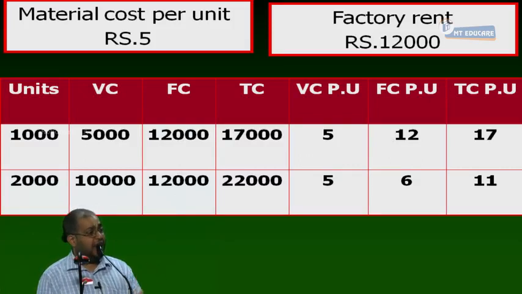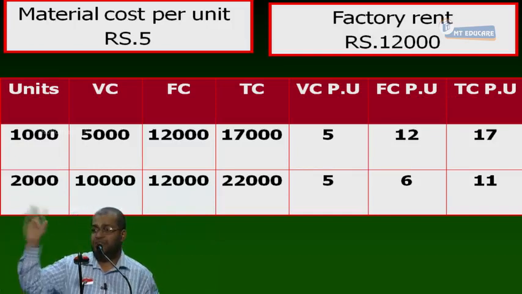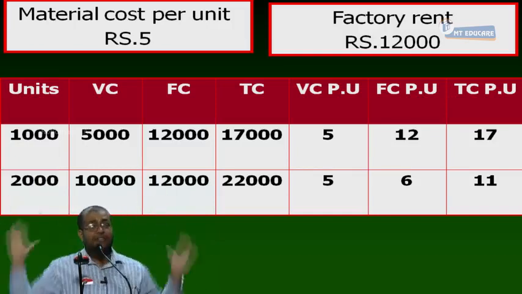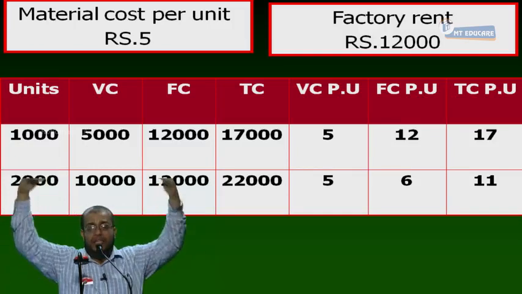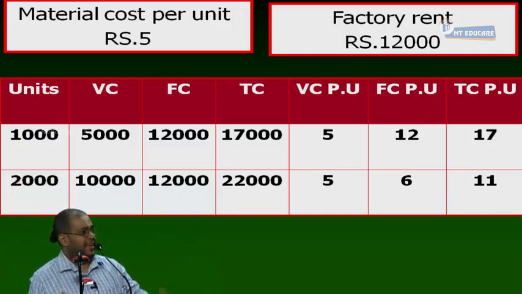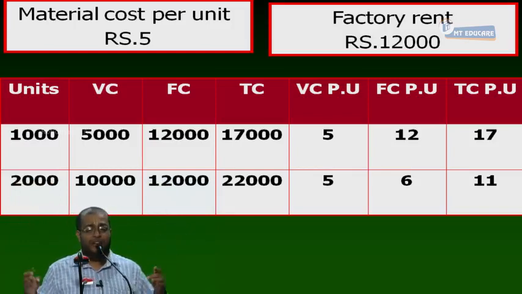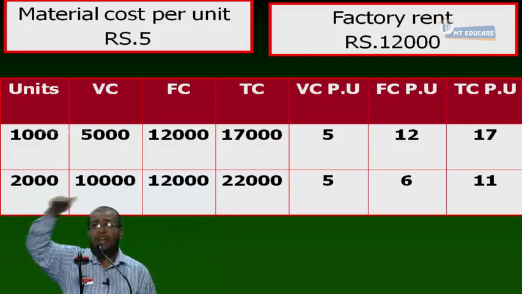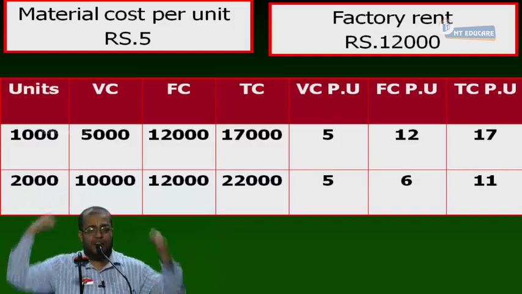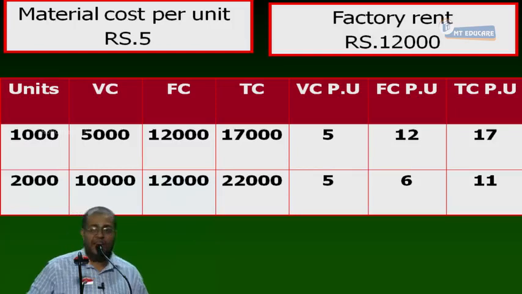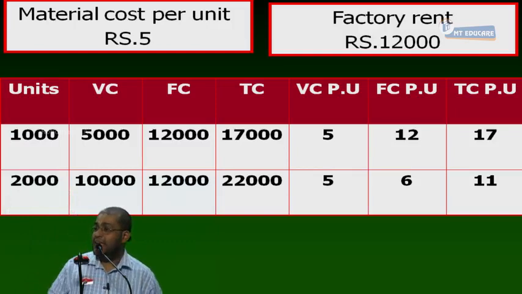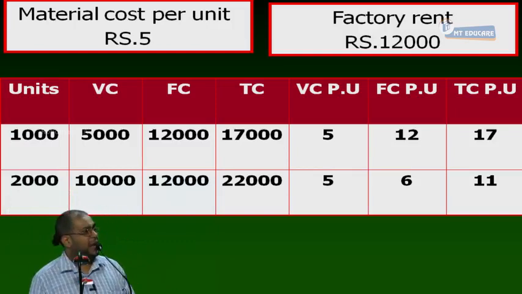So now tell me, what is a variable cost? Those costs which vary in total but are constant per unit are called variable cost. When the units increase, the total variable cost increases. When the units decrease, the total variable cost decreases. Observation number 1. Yes or no? The per unit variable cost always remains the same because it is constant per unit. Come to fixed cost. Is fixed cost in total changing or constant? Constant. Per unit fixed cost varies. When the units increase, fixed cost per unit decreases. When the units decrease, fixed cost per unit increases.